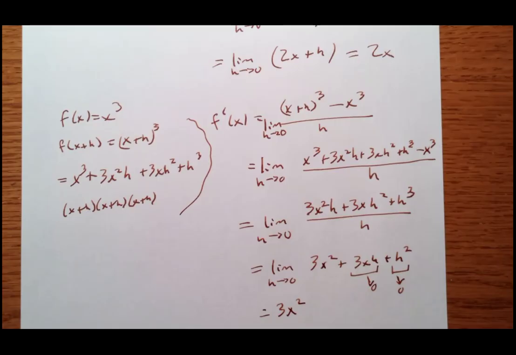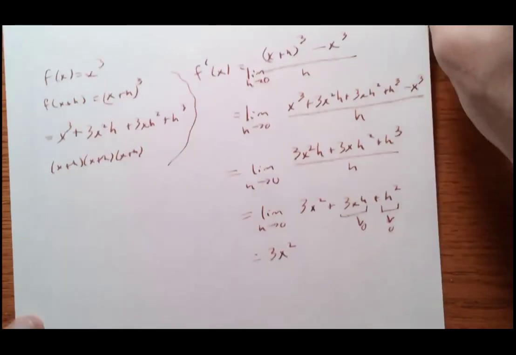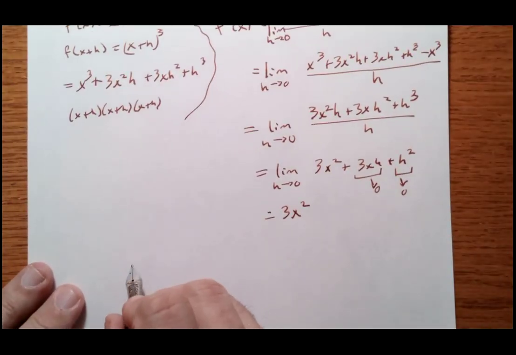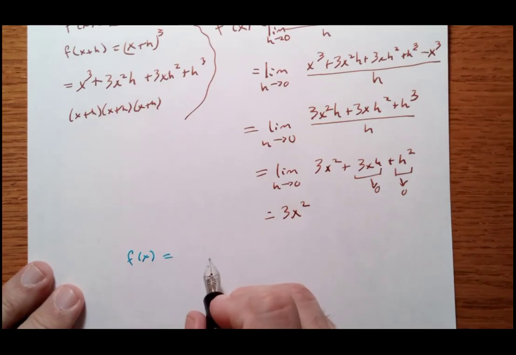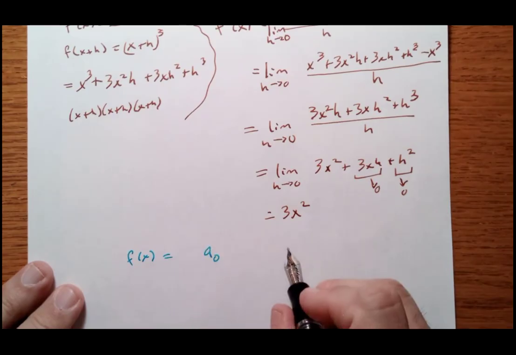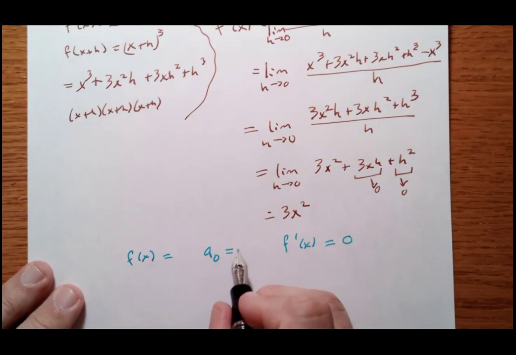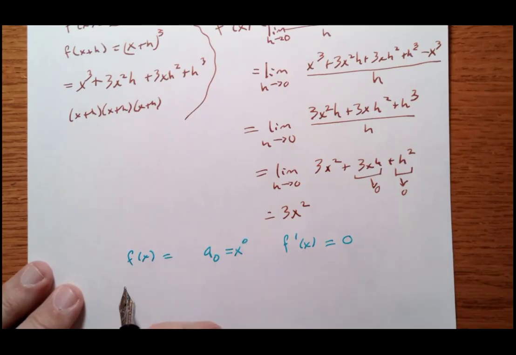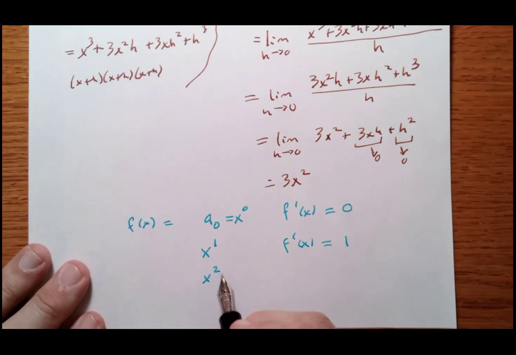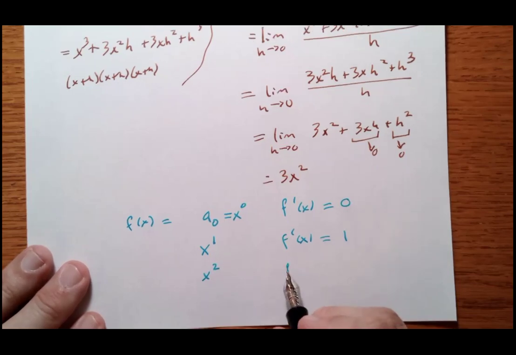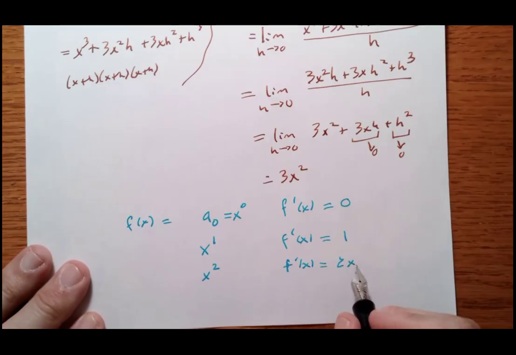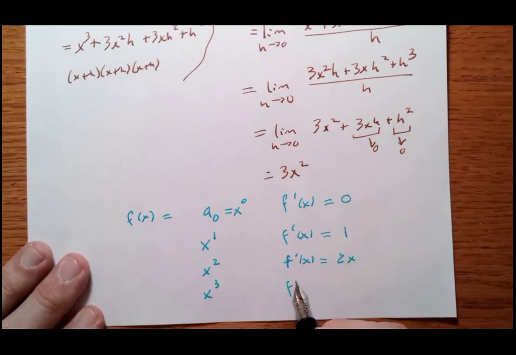Allow me to summarize. Here is our function, and its derivative. This is a constant. It is x to the 0 power. Whereas if I did x to the first power, I got a 1. If I did x to the second power, I got 2x. If I did x to the third power, I got 3x squared.